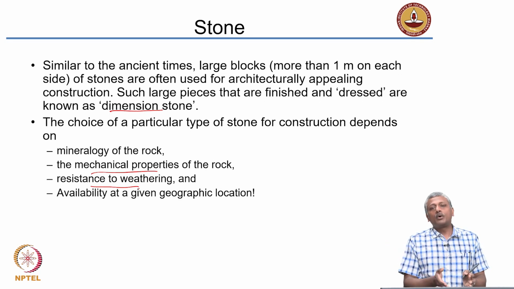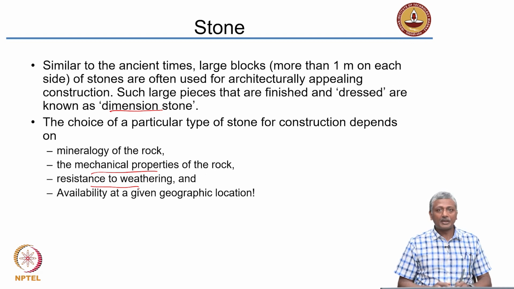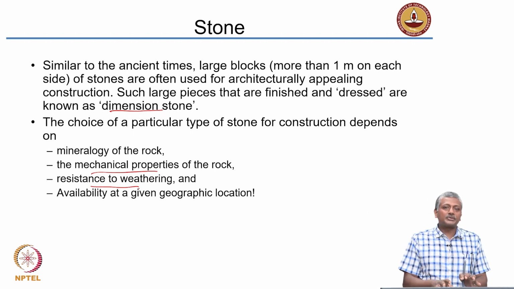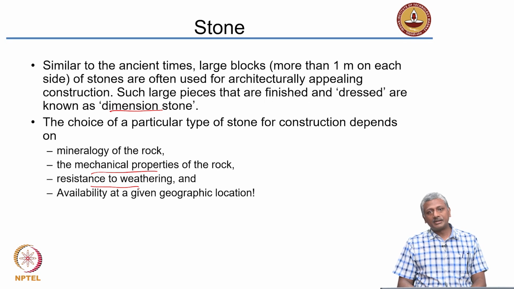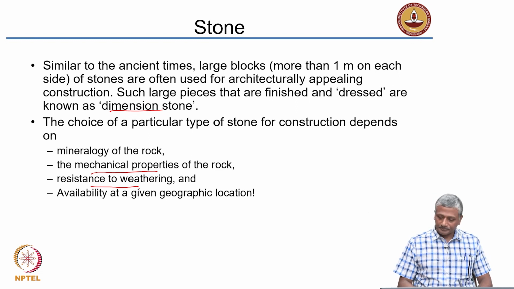At the same time, one needs to be careful in choosing materials for construction. Locally available materials are always the best for constructing in a particular region. But as an engineer, you still need to look at the material properties, mechanical properties, and resistance to weathering before deciding whether the material is suitable to be used or not.